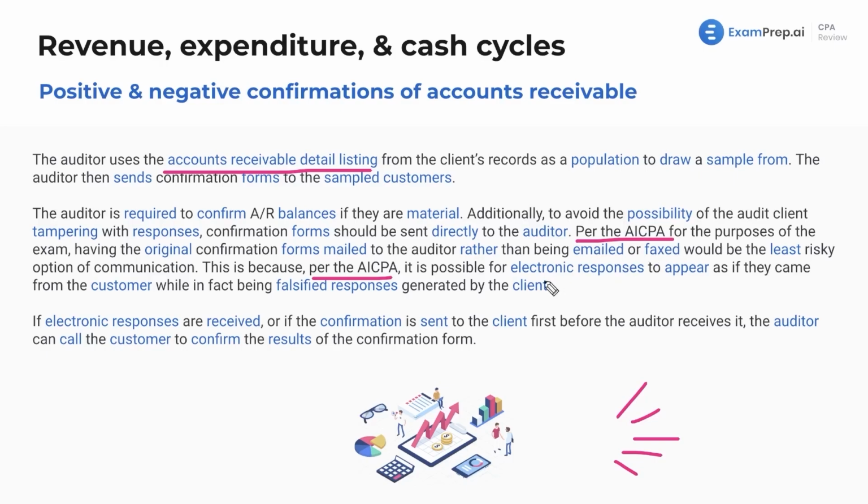I mean, especially these days and age with technology, it's possible for electronic responses to appear as if they came from the customer, while in fact being falsified responses generated by the client. So, for the AICPA, physical mailed forms are best because the client could presumably fake being a customer and email it back to you and edit it and tamper.